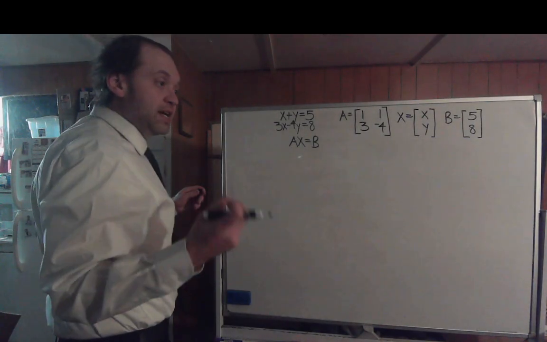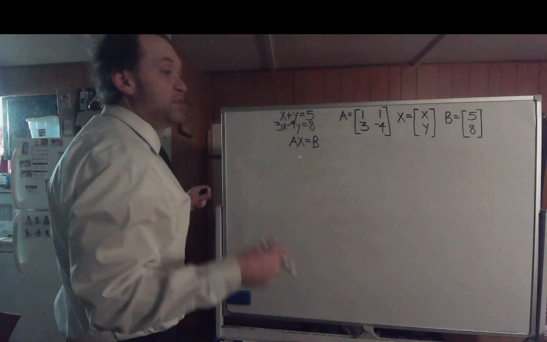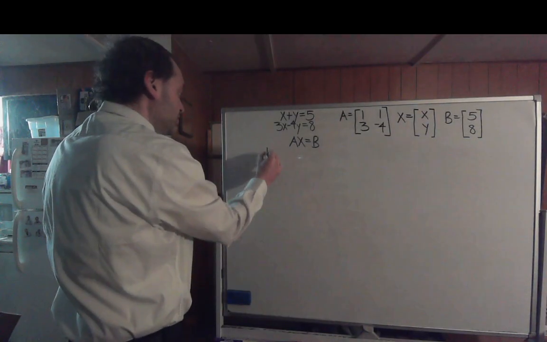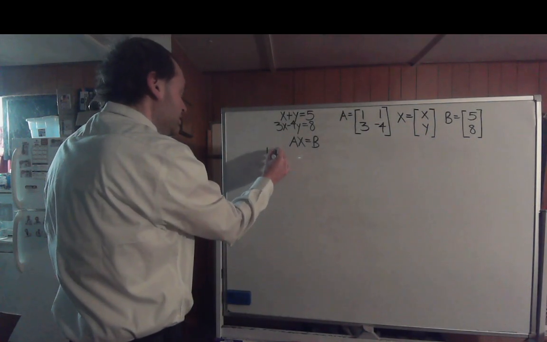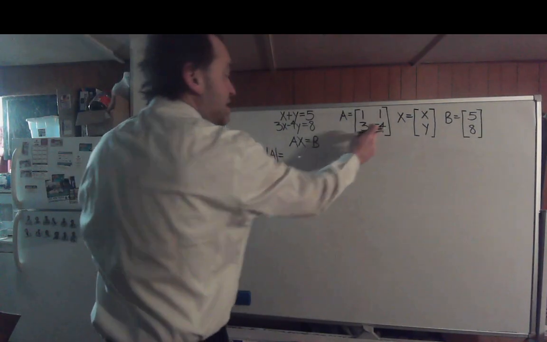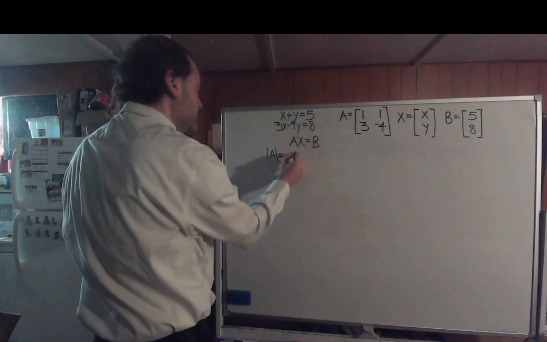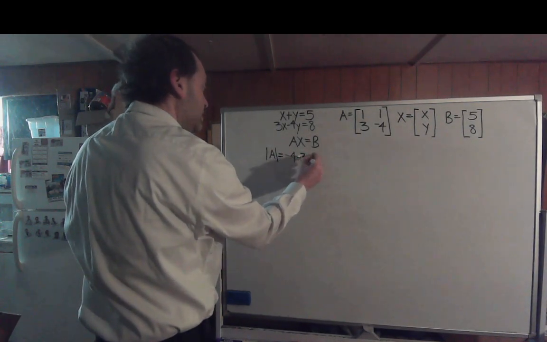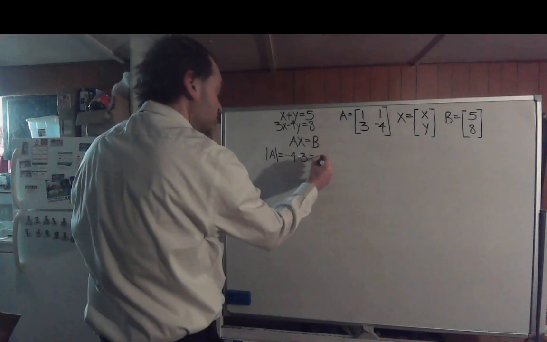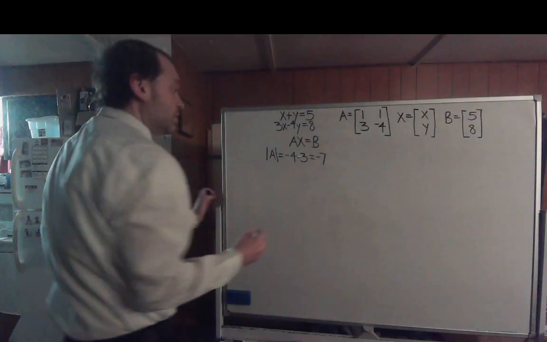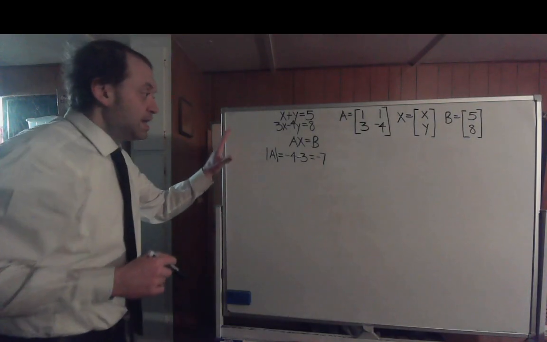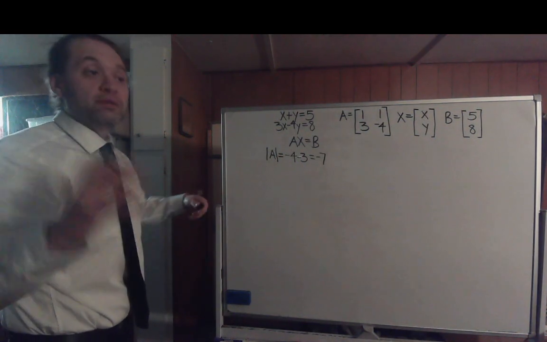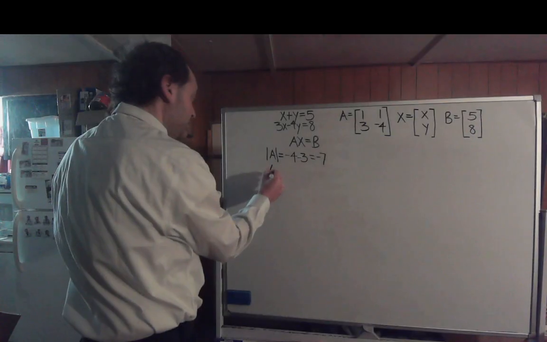And remember, to find the inverse of a 2 by 2 matrix, you take the determinant of that matrix A first. So let's find the determinant of A. So 1 times negative 4 is going to be negative 4, minus 1 times 3, that'd be minus 3. Your determinant itself is going to be negative 7. Now that we know the determinant of matrix A, we can proceed to find the inverse of A.